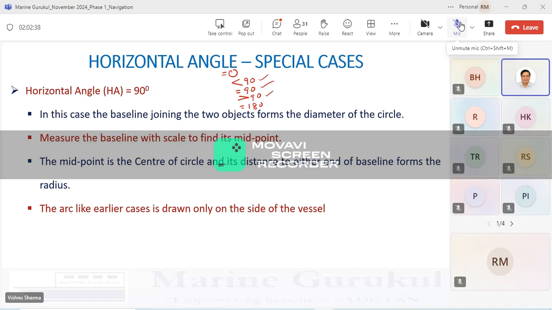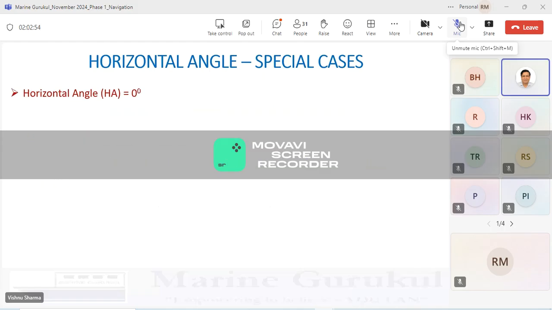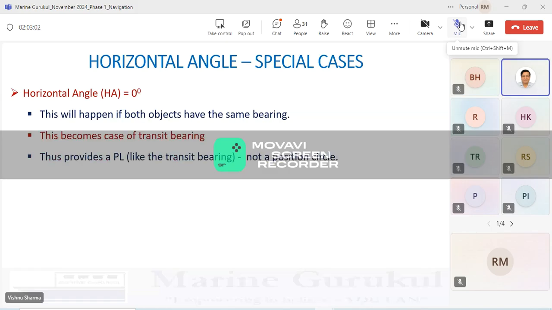And if it's a case of transit bearings, you do not get the PC. What do you get, guys? You get a position line. So if the horizontal angle is 0, it's a case of transit bearings, and you get a PL, and you will not get a position circle.